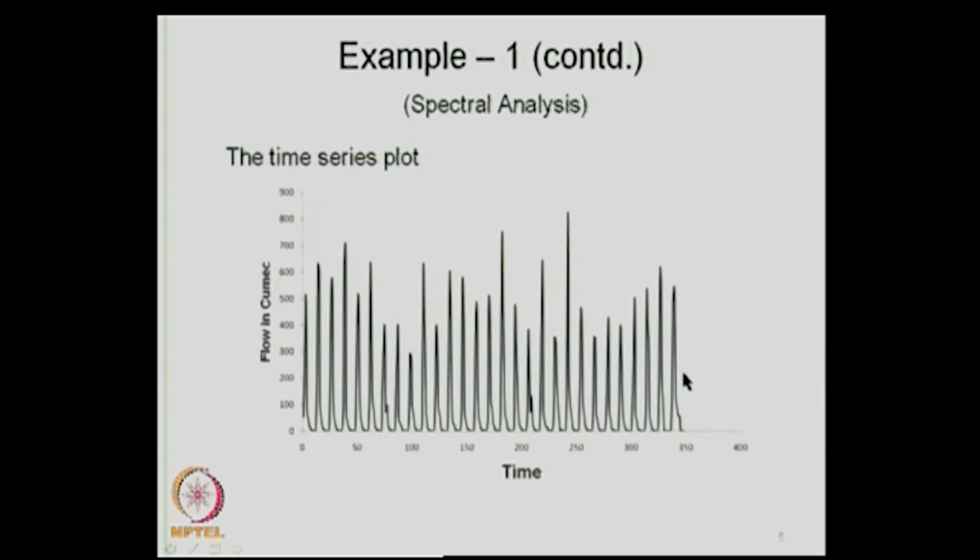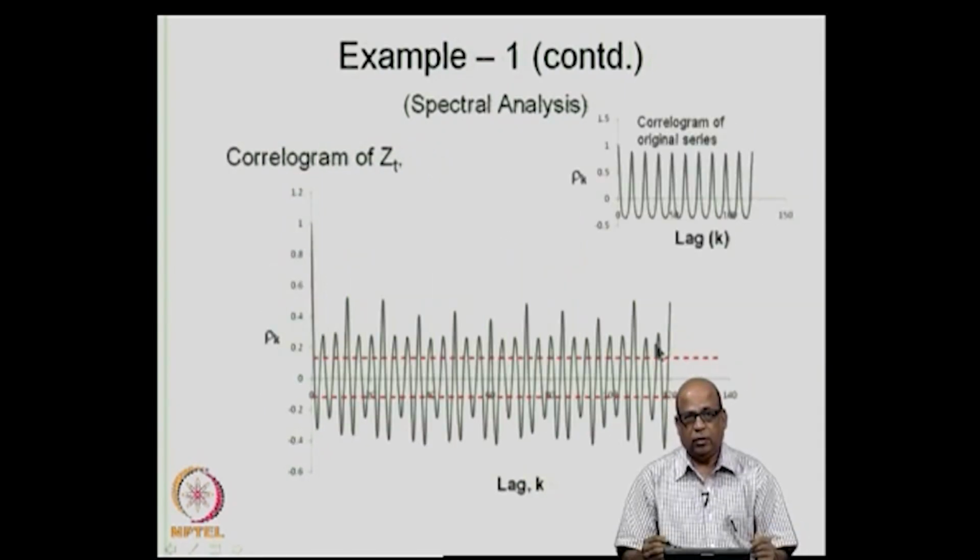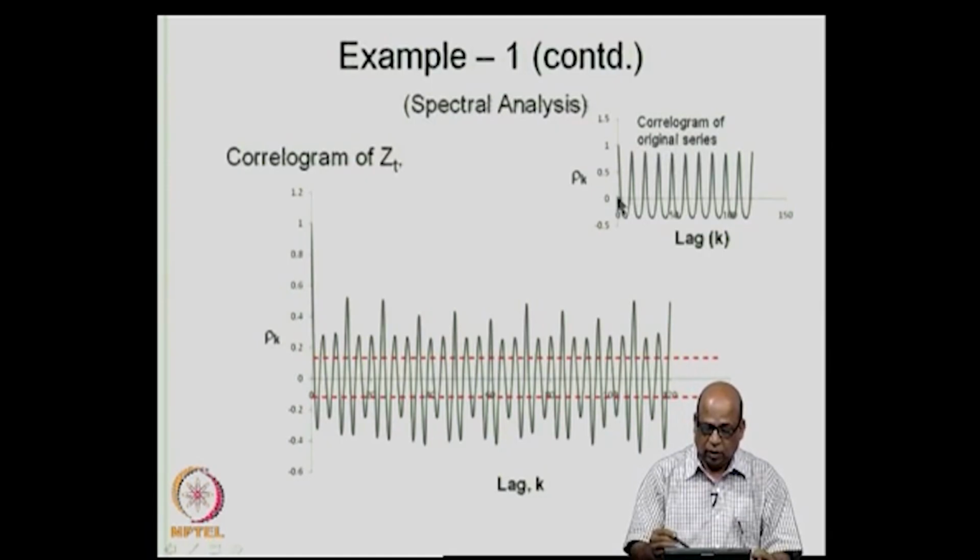So, the regularity of the peaks that we were seeing has now diminished. This is when we removed the first two periodicities. Let us see how the correlogram and the spectral density of this new series look. The original data had a correlogram like this, indicating the presence of a significant periodicity.